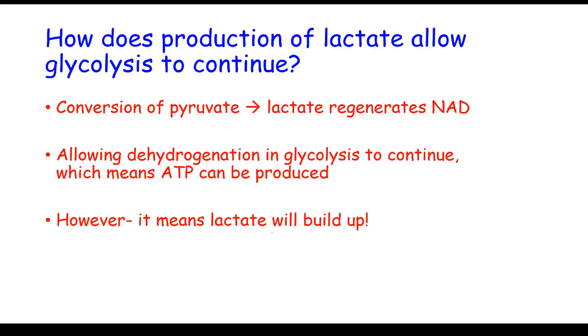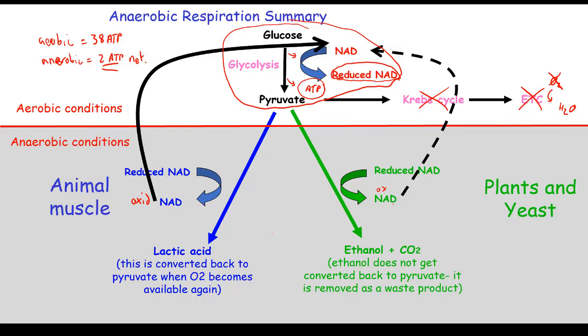Now say you had to explain that in a question. How does production of lactate allow glycolysis to continue? The conversion of pyruvate to lactate regenerates NAD, or you could say it reoxidizes NAD. This allows dehydrogenation in glycolysis to continue, which means ATP can be produced. But the negative side, it means lactate or lactic acid will build up.